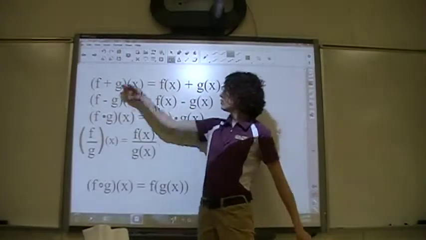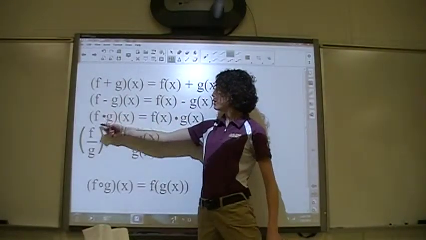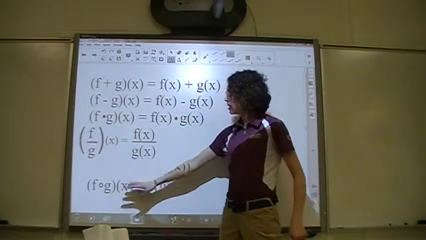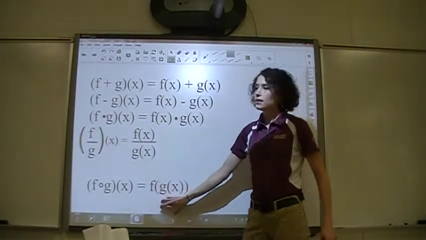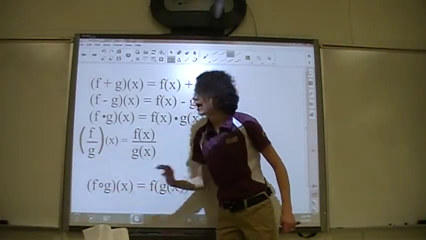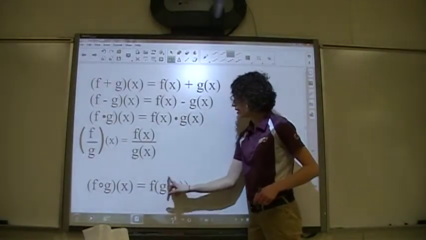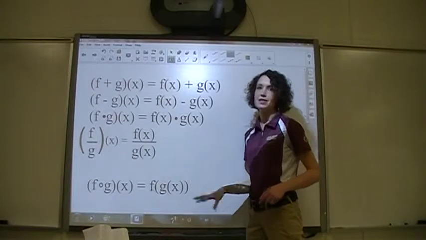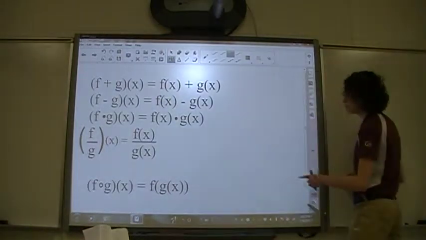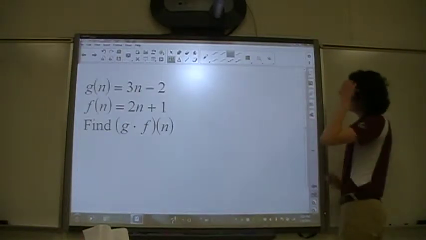Now, you can add two functions together, subtract them, multiply, divide, and then our last one is a composite function. This is f of g of x. Every time you say of, you want to put a parenthesis. So f of g of x, then close your parentheses. And I'll do some examples of that in just a short while. So let's go ahead and look at this.